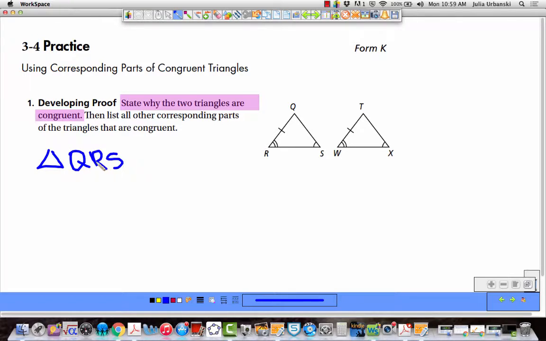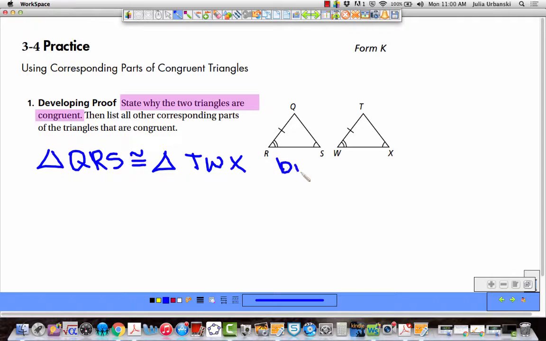For the first triangle, you can pick any order you want. I randomly picked them. But the second order has to correspond. So I started with the letter Q right here. Which one would go with that? T. And I'm starting with the letter R. Which one would go with that? W. Be careful. Sometimes they'll flip this one around. You have to go by the markings, not just by the looks. And then S goes with the X.